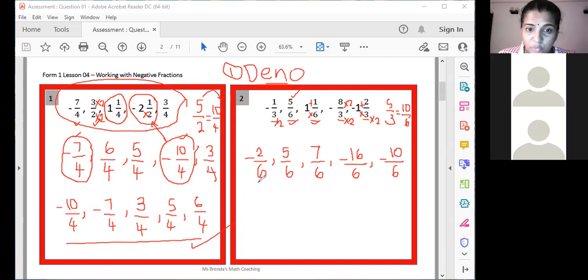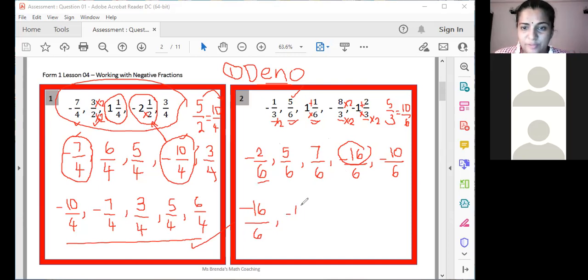So at this point, you don't worry about the 6. The 6, no need to compare. You only compare the numbers on top. So negative 16 will be our leader first. That will be the biggest on the negative. Followed by, who can tell me what number comes in next? Just tell me the numerator.